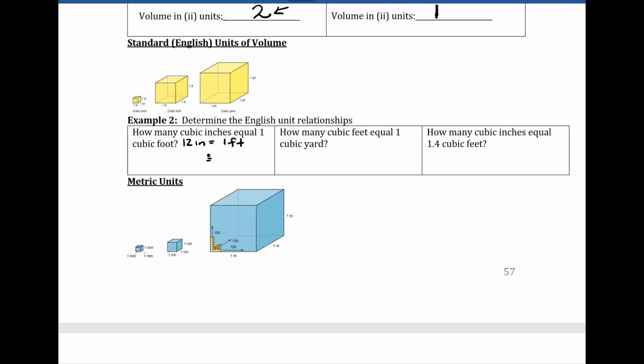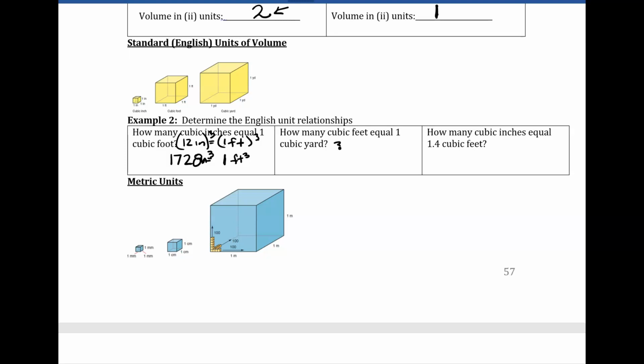If I want to know how many cubic inches are in a cubic foot, then I need to cube both sides. 1 cubed, 1 times 1 times 1, is 1. Feet cubed is feet cubed. 12 cubed, 12 times 12 times 12, is 1,728 cubic inches. So that's how many cubic inches are in a cubic foot. You could also draw a picture for that too. Same thing with feet and yards. So this would be a great time to pause the video and try it.